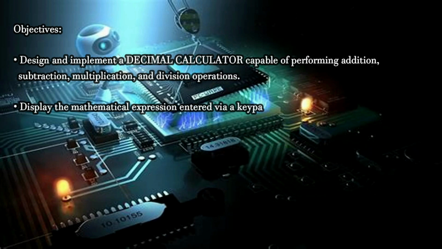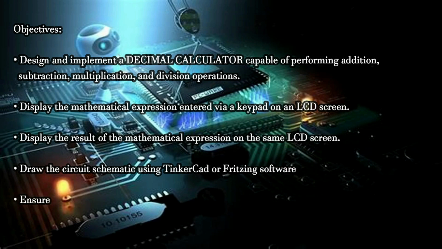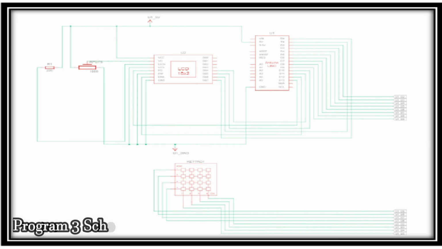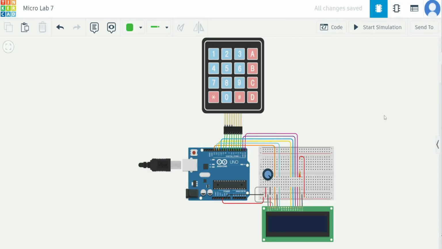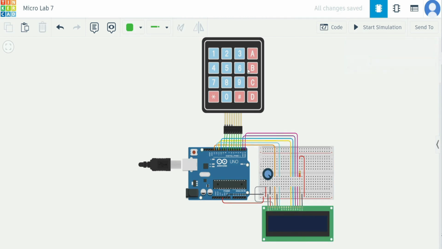The mathematical expression formed from typing via the keypad is displayed over the LCD, as well as the output of the said mathematical expression. So we need to draw the schematic using Tinkercad or Fritzing software, run the program, and verify that it works properly. Without further ado, let's take a look at our Tinkercad. As you can see, we've already placed the components. We have the Arduino Uno board, the breadboard, the LCD 16x2 display, and the addition of the 4x4 keypad.